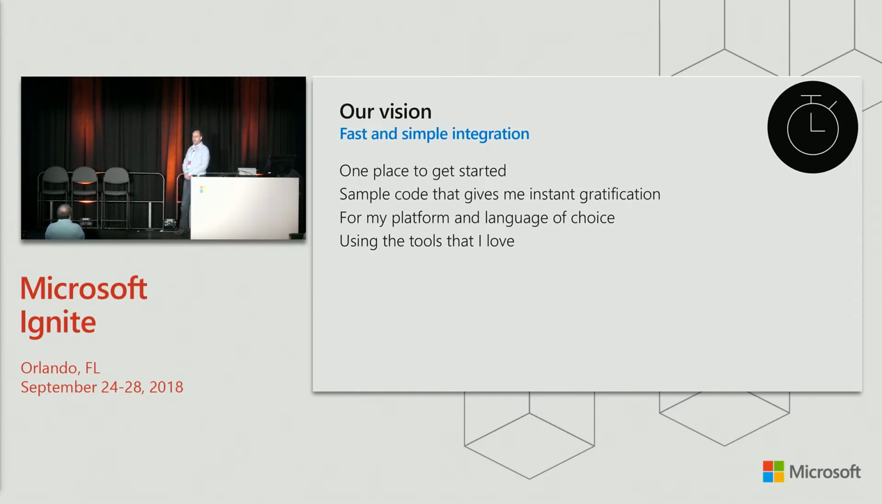All right, well, we made it through the marketing slides. Now it's time to get excited. This is the part that I really want to get through. We've been hard at work trying to make it such that we have a fast and simple integration. And of course, there's table stakes of good documentation and good samples. But if there's a lot of complexity there, no matter how much documentation and samples there is, it's still going to be difficult to get done what you want to get done. So I phrased it this way: one place to get started, sample code that gives me instant gratification, for my platform and language of choice using the tools that I love.